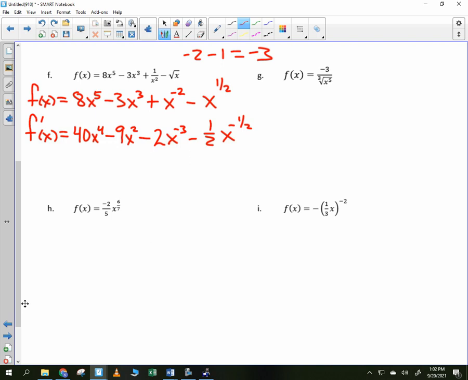Can we leave our answer with negative exponents? No. So again, we have the derivative, which is our 40x to the 4th, minus our 9x squared, minus 2 over x cubed. And notice x to the negative 1/2, I'm going to write it like this, minus 1 over 2 times the square root of x. Or you could put x to the 1/2 either way. Are you okay with that?